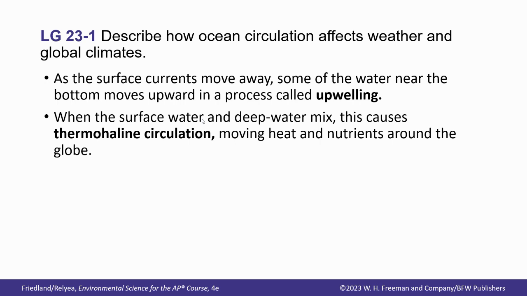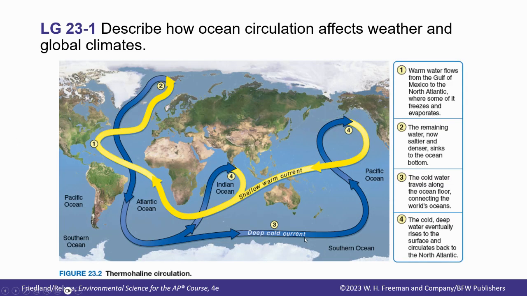When the surface waters and deep water mix, this causes a thermohaline circulation, which moves heat and nutrients around the globe. So it's a big cycle, right? So step one, the warm water flows from the Gulf of Mexico to the North Atlantic, where sometimes some of it freezes and evaporates. So we're here, so it's moving from the Gulf of Mexico up to the North Atlantic, and then it's going to freeze and evaporate or form our ice caps.